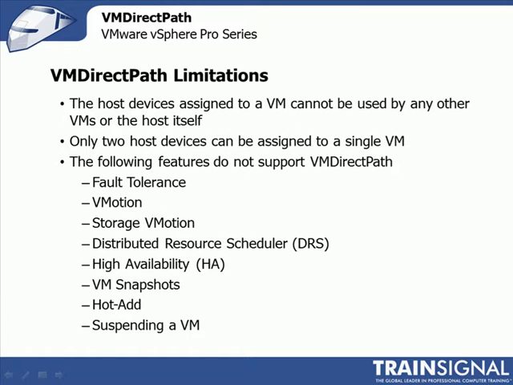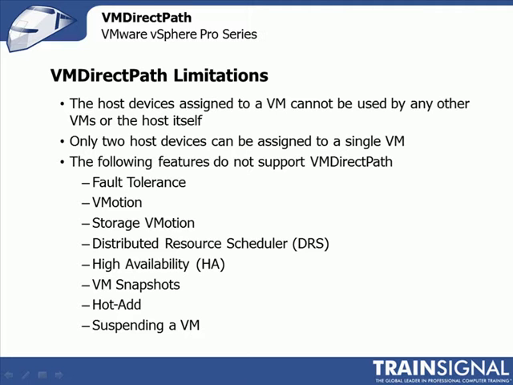There are quite a few limitations for using VM DirectPath, and many of the features that allow a VM to move to another host are not supported. This is because the VM is essentially chained to the specific I/O adapter on a host server. The host I/O adapters assigned to a VM cannot be used by any other VMs or even the host. They are for the exclusive use of the VM itself.